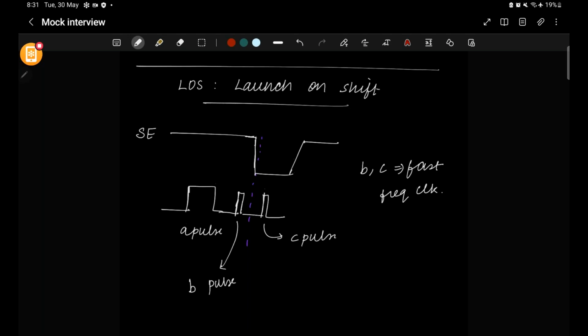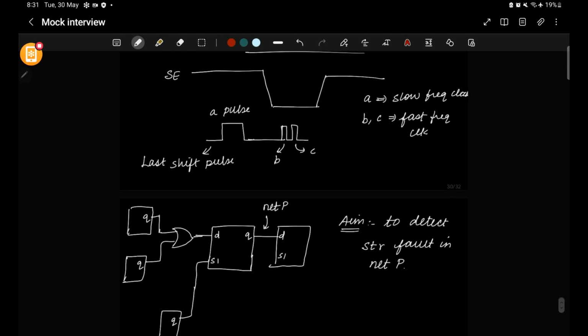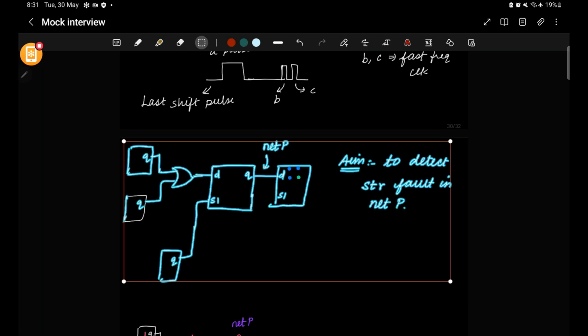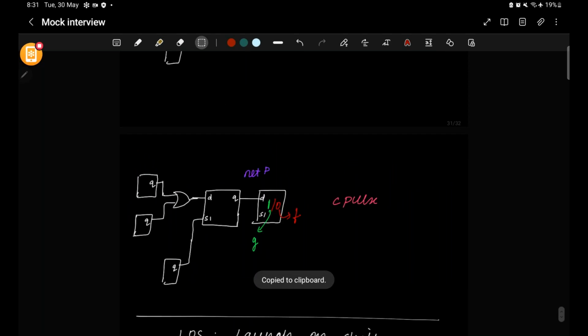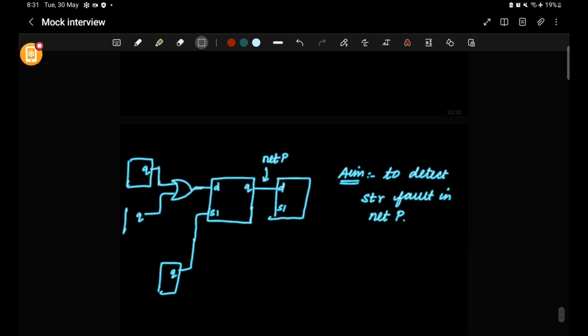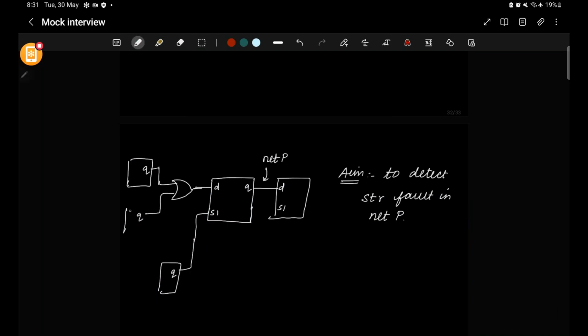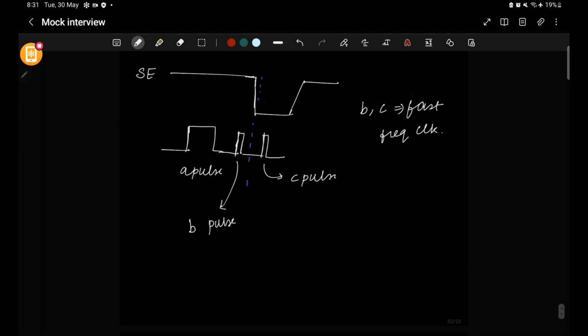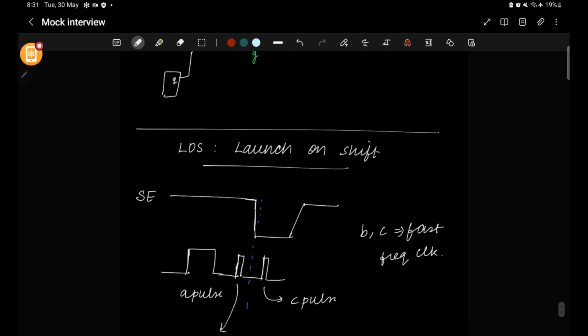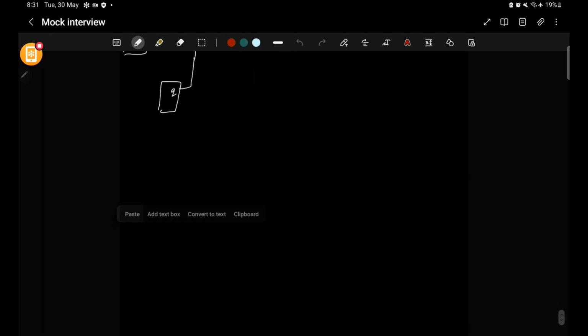Same thing only. We are going to detect a slow to rise fault in net P. Okay, so I'll consider in the same way 3 scenarios: for A pulse, for B pulse and for C pulse.